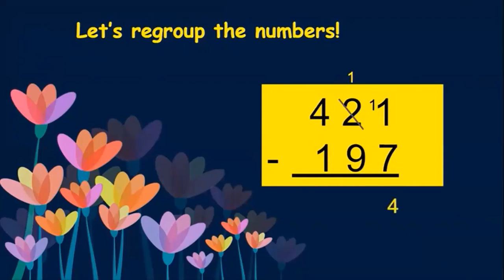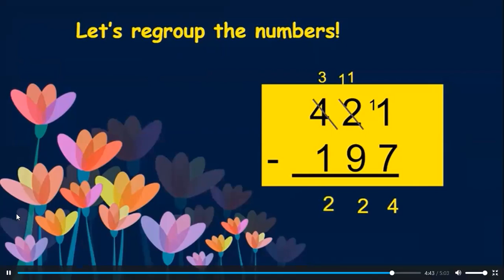Next, let's proceed to the tens column. 1 minus 9 cannot be. So we will borrow 1 from 4. And 4 will become 3. What are you going to do with the one that you borrowed from 4? Now, 1 will be placed beside 1 to make it 11. So 11 minus 9 gives us 2. Next, let's proceed to the hundreds column. So 3 minus 1, the answer is 2. So the answer in 421 minus 197 is 224.